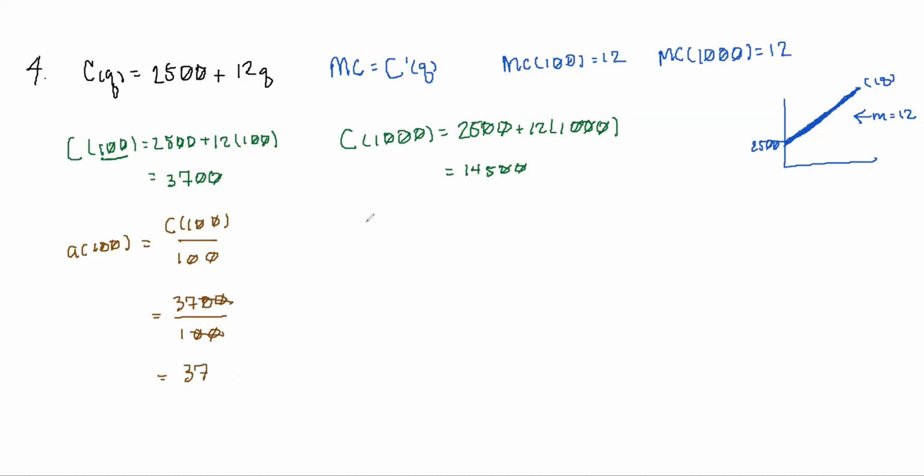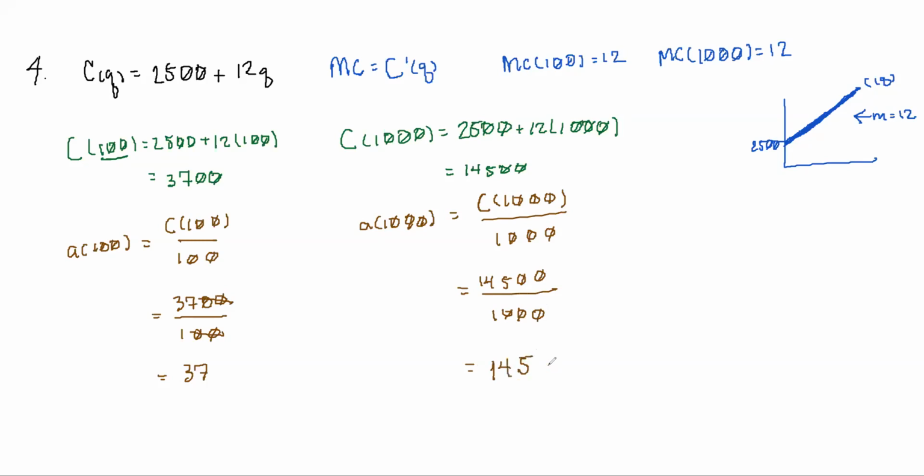Okay, I see how you set that up. Now you walk me through what I'm doing over here. I believe it's the total cost over the quantity, and then you're just doing simple algebra. So I've got 14,500 over 1,000. That's 14.5. Okay.